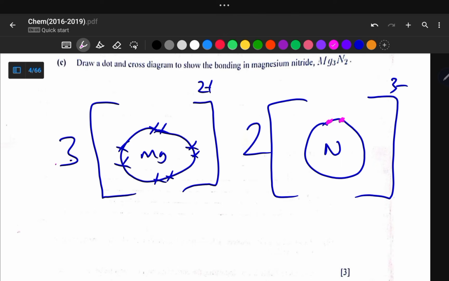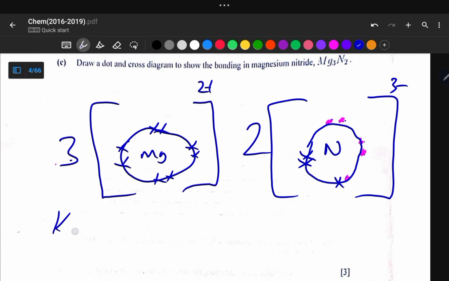We use the dot to illustrate the electrons for nitrogen. So 2 here, 2 here, 2 here, 2 here, and then we've got 1, 2, 3, 4, 5. So we want to put the cross for the electrons of magnesium. So X, then X, X here.